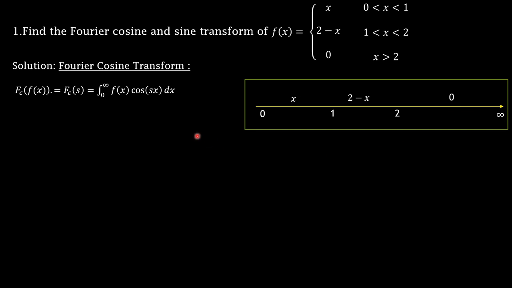So, the above integral reduces to the form integration of x cos sx dx in the interval 0 to 1 plus integration of 2 minus x into cos sx dx in the interval 1 to 2. Let us evaluate these two integrals by Bernoulli's rule by choosing the first function as the algebraic function.